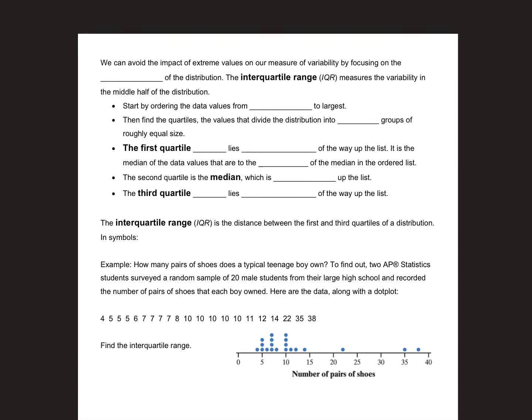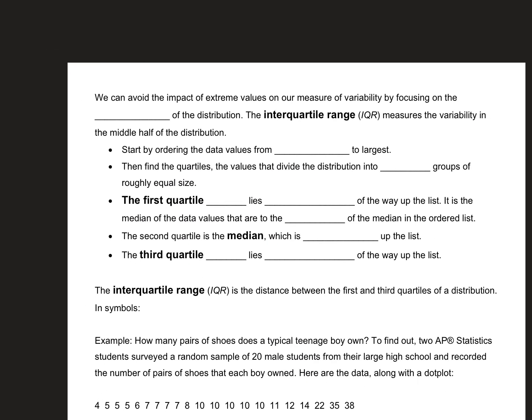Okay, last part. Here we go. And we can avoid the impact of extreme values on our measure of variability by focusing on the middle of the distribution, and it's called the interquartile range, the IQR. It measures the variability in the middle half of the distribution. So what we're going to do is start by ordering the data values from smallest to largest, and then find the quartiles.